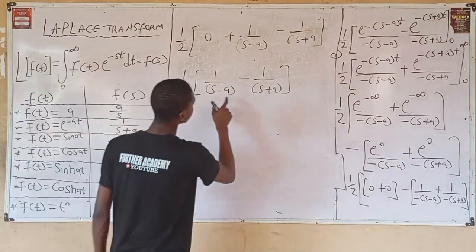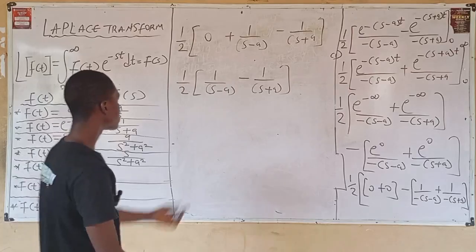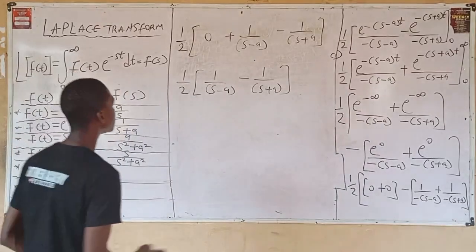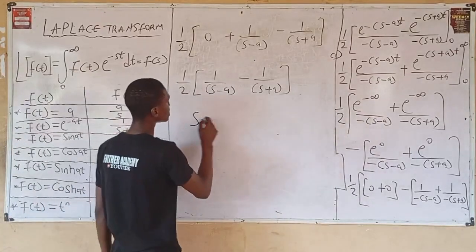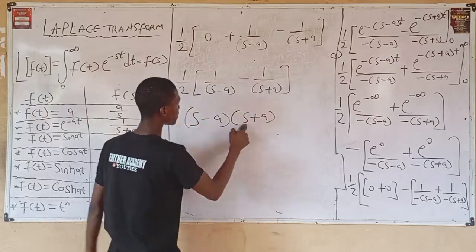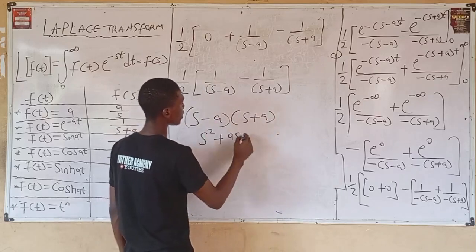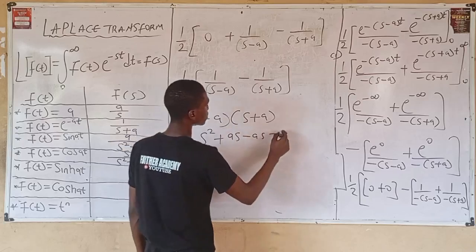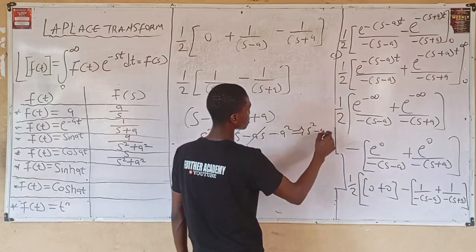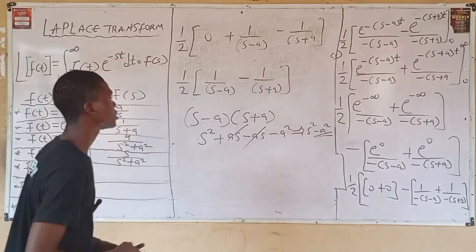Doing your LCM, what do you have? This is the difference of two squares, right? Meaning, we are saying that negative a, all into bracket (s plus a). This multiplied by this, what do you have? s squared plus as minus as minus a squared. This cancels out. You are left with what? s squared minus a squared. So that's it.